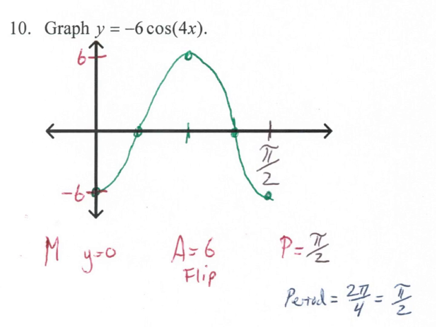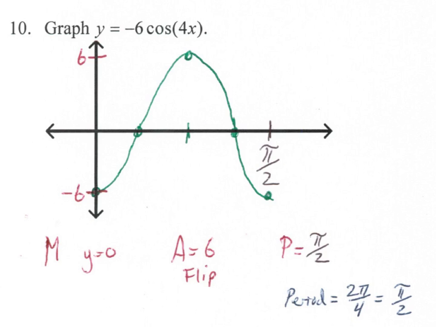Alrighty, let's graph this equation. It's a cosine function. Negative 6 means your amplitude is 6 and it's being flipped. The 4 here is telling us that is our b value. So our b value is 4, so our period is 2 pi divided by 4, which is pi over 2. There's our period. And our midline, since there's nothing added at the end, is right here in the middle, which is y equals 0.